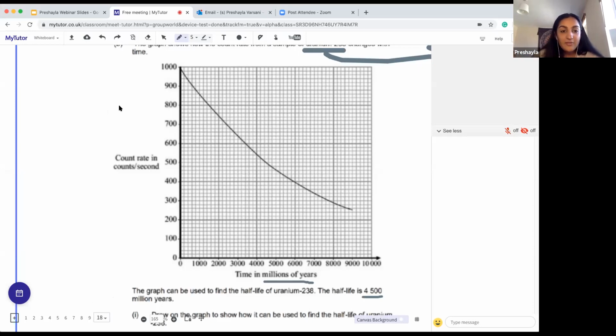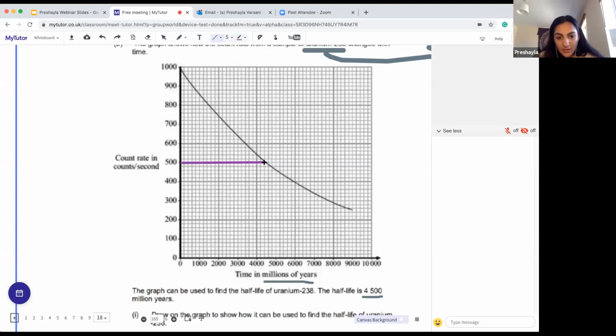Remember that half-life is where the count rate halves. So if it starts at 1,000, we want to find the time at which it gets to half of that. And half of 1,000 is 500. So we've taken our initial count rate and we've halved it. Half of 1,000 is 500. And at 500, we draw a line to the curve. Then from the curve, we draw another line down to the x-axis.